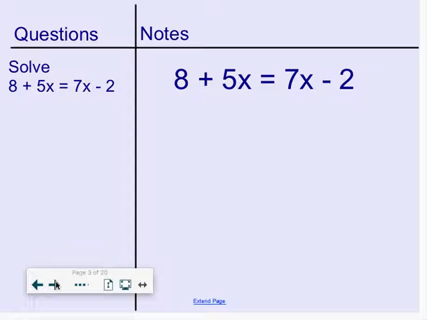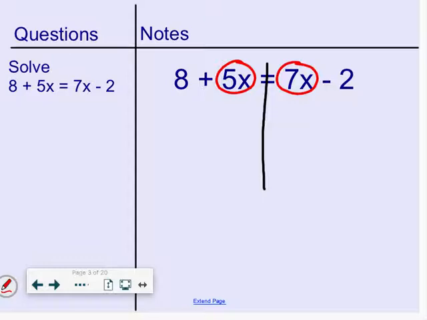Our first equation to solve is 8 plus 5x equals 7x minus 2. So I'm going to draw my line to separate the two sides of my equation. And I'm going to look at those variables, 7x and 5x. They're both positive variables, and it's your choice which side you want to move your variables to or which one you would like to eliminate.